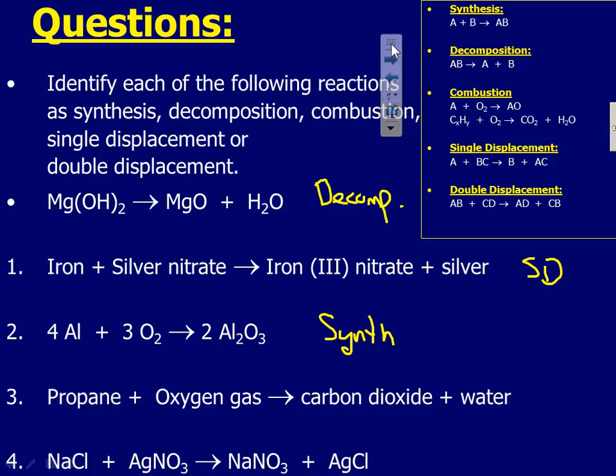Propane plus oxygen gas to produce carbon dioxide and water. What kind of reaction is this? Yep. And why is that? Oxygen on the left. Combustion. And the products are carbon dioxide and water. This is combustion of a fuel. Excellent. Last one. What type of reaction is that?